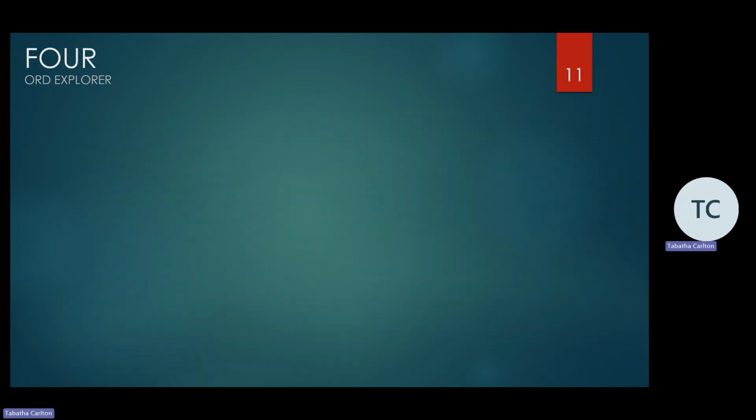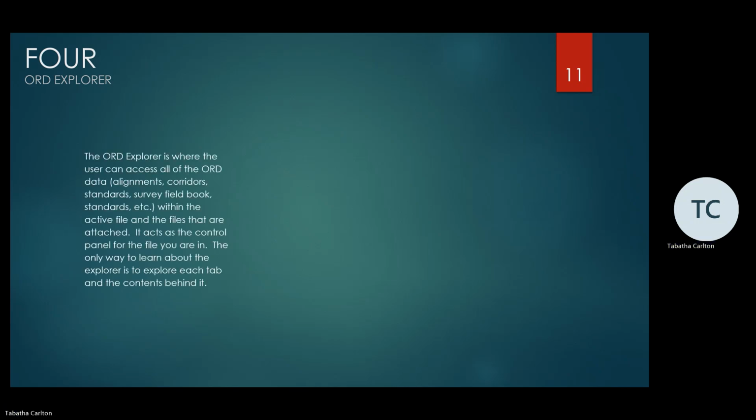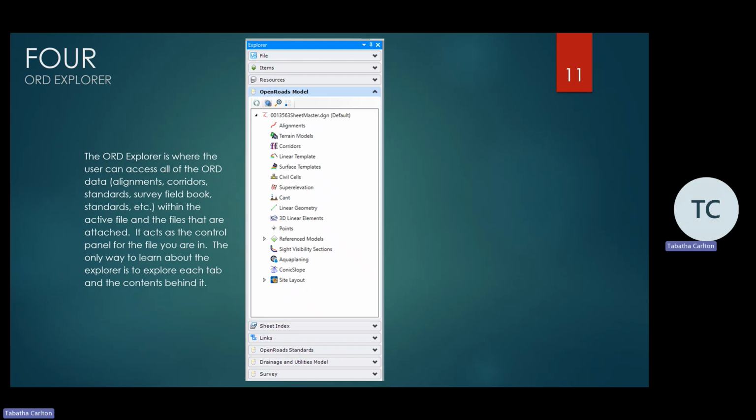Now let's get into OpenRoads, the actual design stuff here. So if you notice in OpenRoads, there's a thing called ORD Explorer. It's kind of like the command center for each file. Can you all see that OpenRoads model there? So in each file, you're going to have an OpenRoads model. Don't confuse that with 3D model. This is what's inside this file.